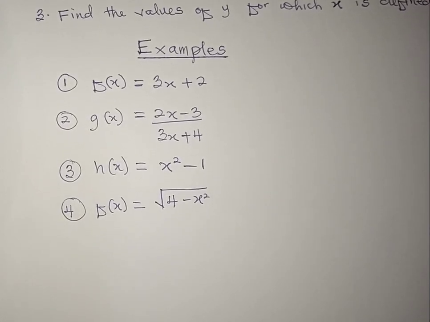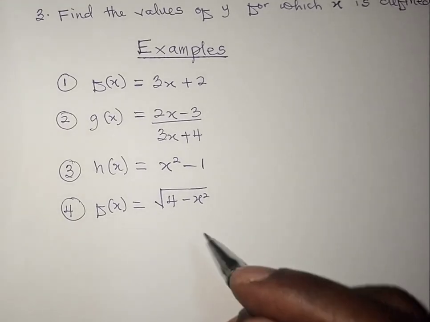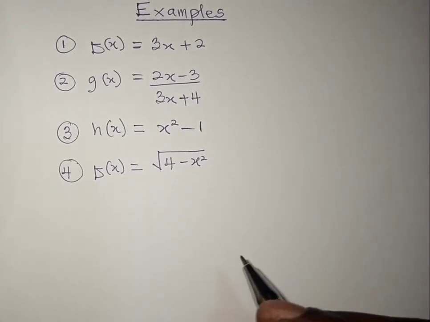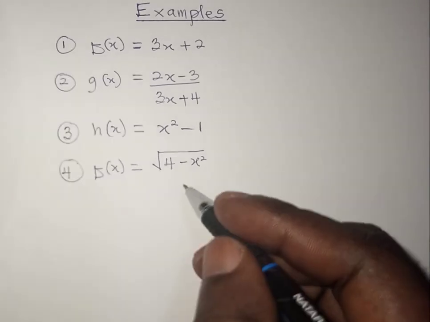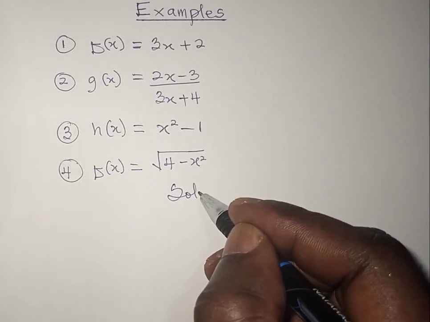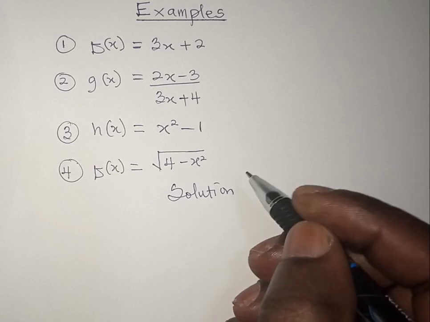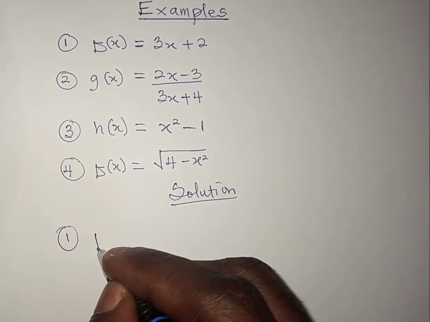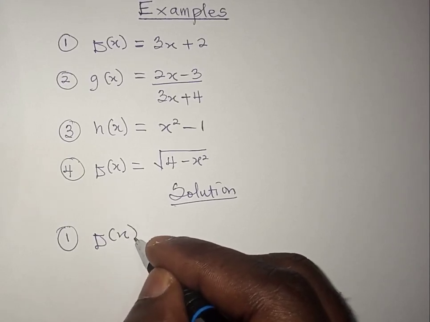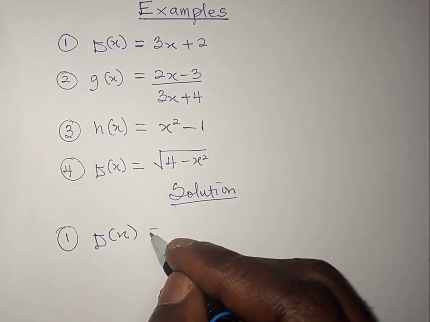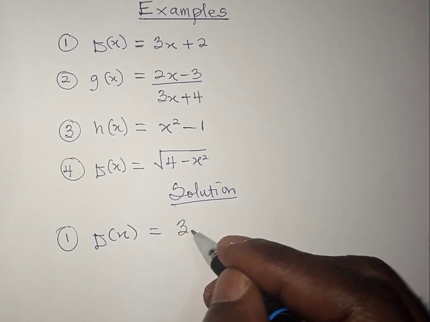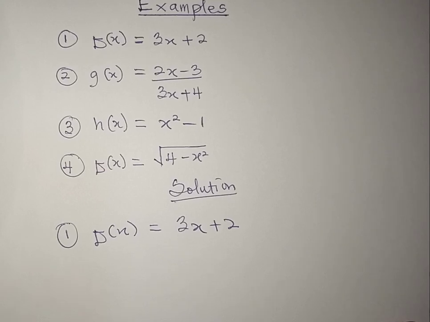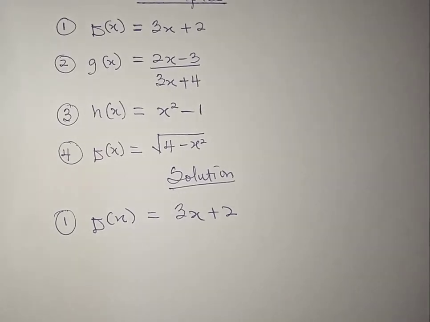So I'll start with my first example, and we are going to follow the 3 steps given. For my first example, we have f at x is equal to 3x plus 2. Good. So we are going to follow the steps.